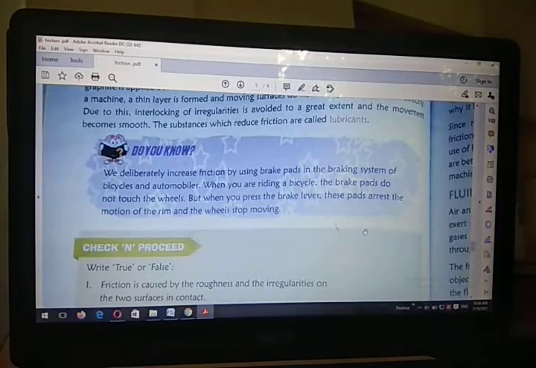Next, we deliberately increase friction by using brake pads in the braking system of a bicycle as well as in automobiles. When you are riding a bicycle, the brake pads do not touch the wheels, but when you press the brake lever, these pads arrest the motion of the rim and the wheels stop moving. Understood? Now check and proceed.